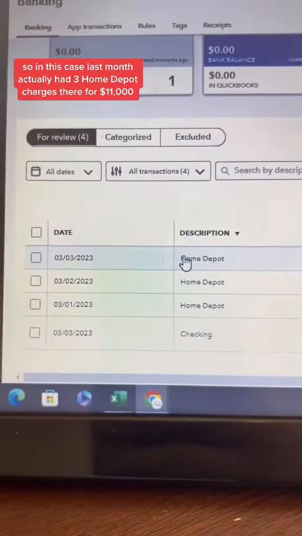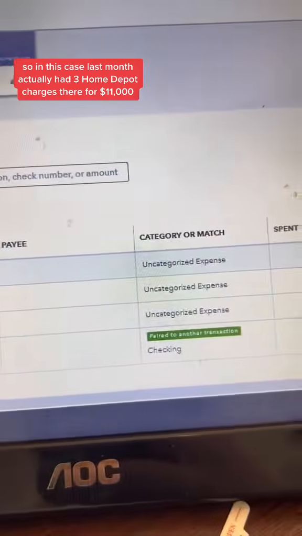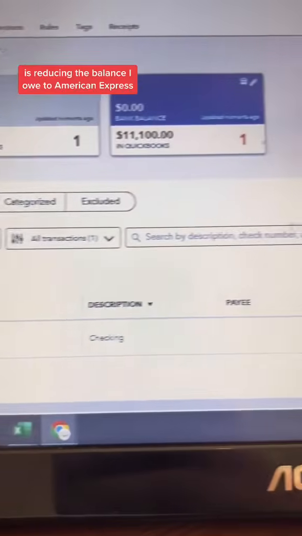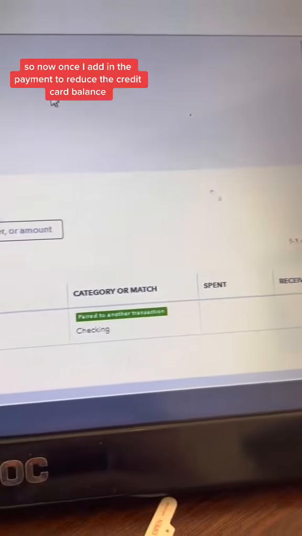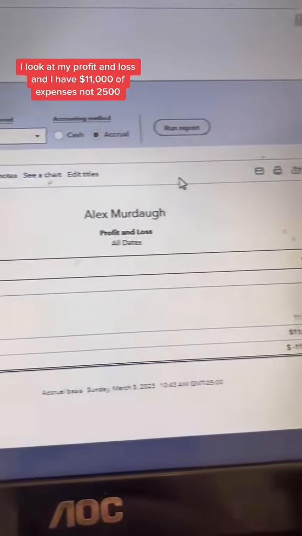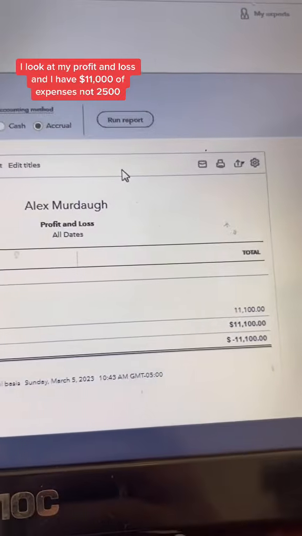So in this case, last month I actually had 3 Home Depot charges. They're for $11,000. I didn't have $2,500. I had $11,000 of expenses. All this payment is reducing the balance I owe to American Express. So now once I add in the payment to reduce the credit card balance, I look at my profit and loss and I have $11,000 of expenses, not $2,500.